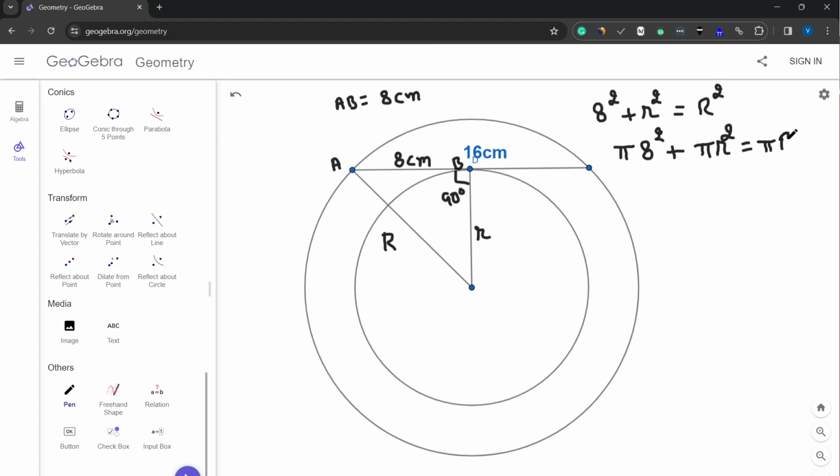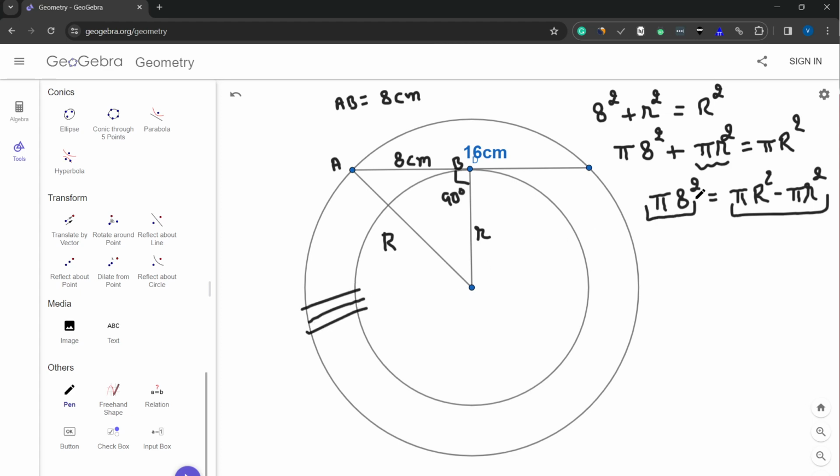Now let us take this term to the right hand side. So we'll get pi 8 squared is equal to pi capital R squared minus pi r squared. And this is exactly what we had to find. So pi capital R squared is the area of the bigger circle. Pi lowercase r squared is the area of the smaller circle. And the difference of the two is the area of this region. And this is pi 8 squared. So this was the first method of solving this problem.